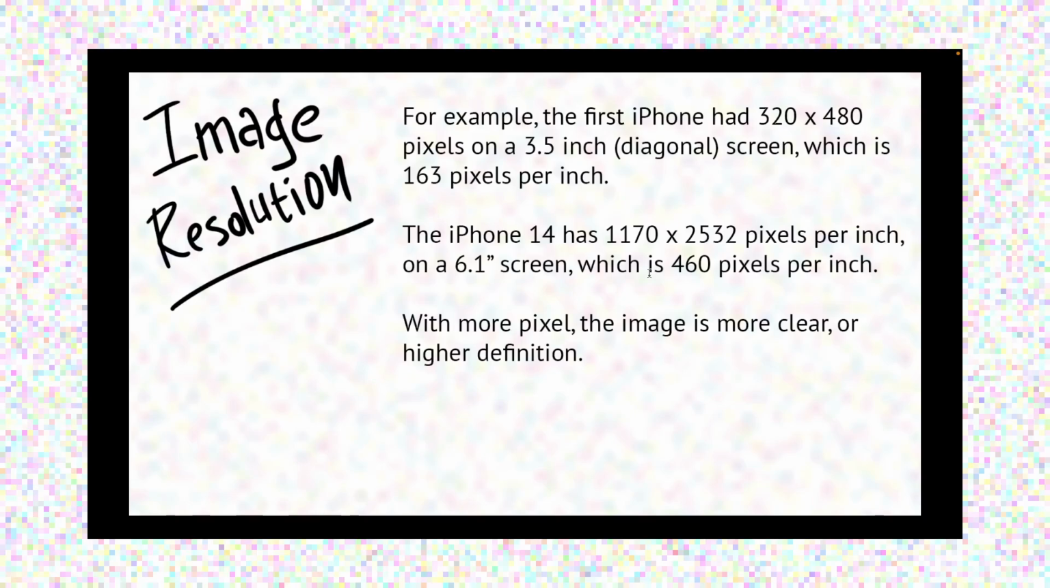The new iPhone 14 is 1,170 pixels wide and 2,532 pixels tall, but the screen is 6.1 inches. So the screen hasn't quite doubled, it's a little less than double, but the number of pixels per inch has almost tripled. It's much more. So we have a lot more pixels and a little bit more screen space, and so what we get is a higher definition image with more pixels, more data, and so we can represent more detail, we can create clearer images, and we have a higher resolution or higher definition.